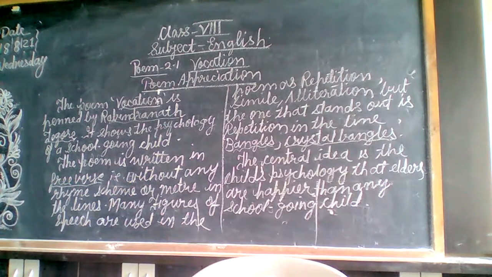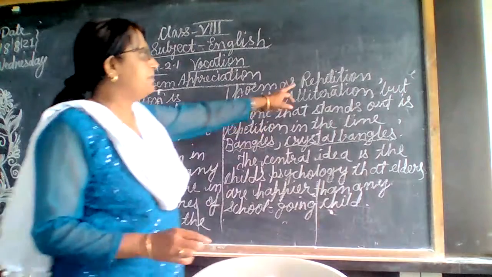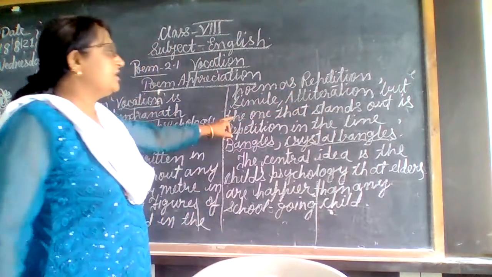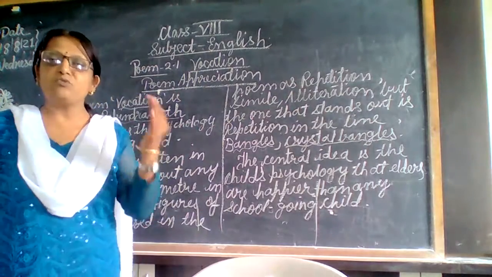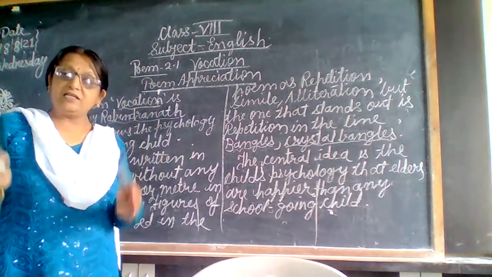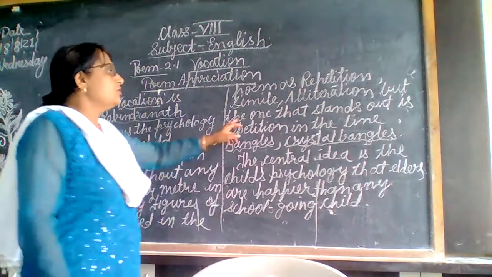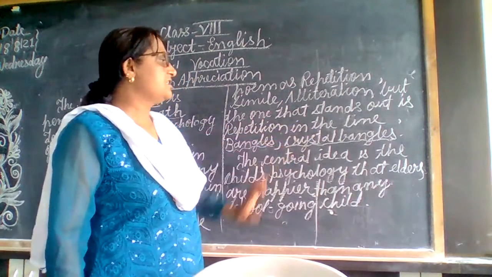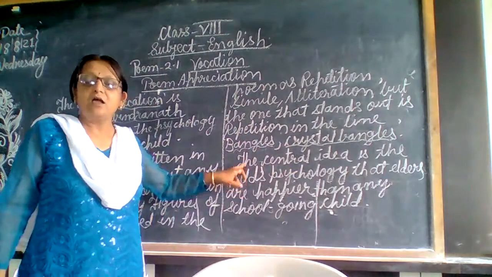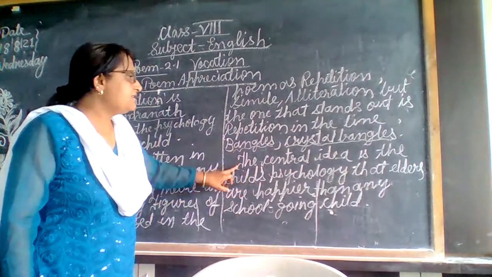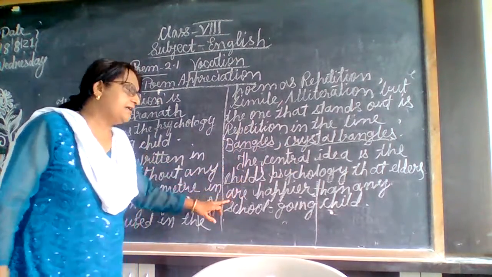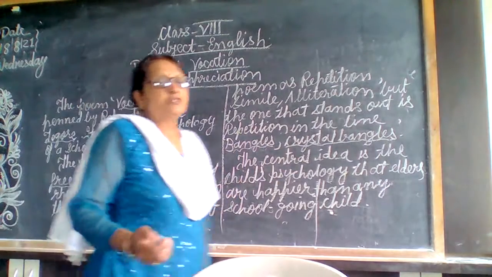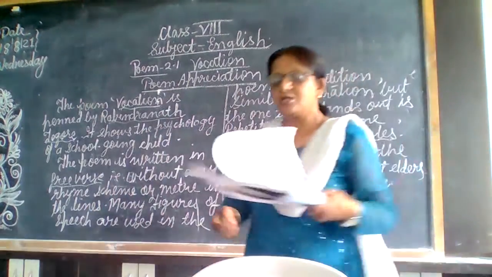Many figures of speech are used in the poem. Here we will write down the names: repetition, then simile, alliteration. But the one that stands out, meaning mostly used in this poem, many times it has been used, is repetition in the line 'Bangles, Crystal Bangles', because two times this line is used in the poem. And the central idea is the child psychology, that elders are happier than any school going child. So this is our poem appreciation and question answers.